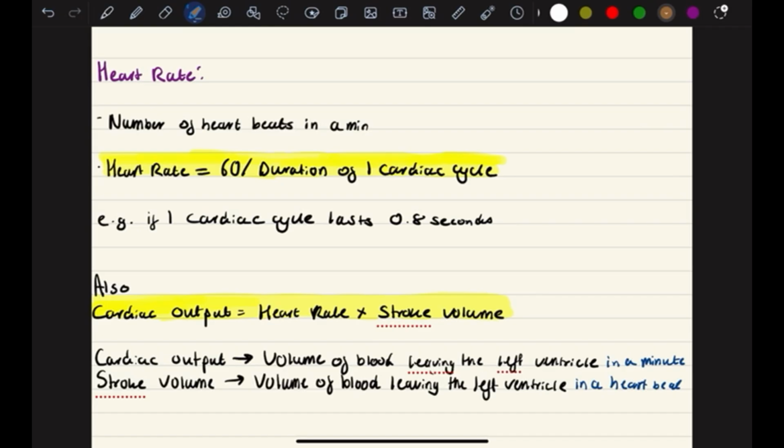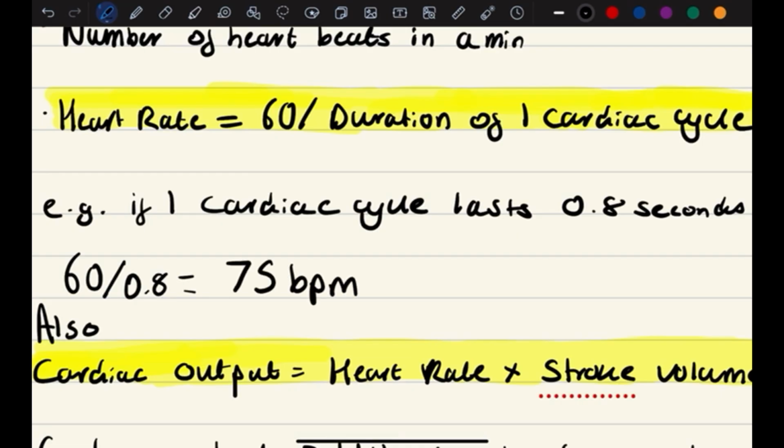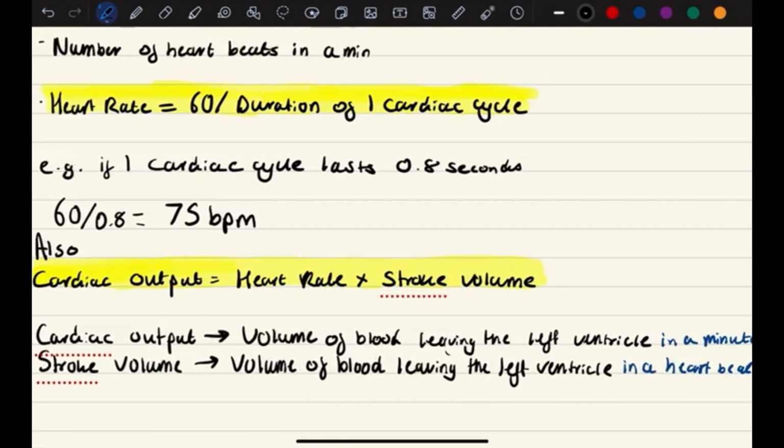So, heart rate is going to be the number of heartbeats in a minute, right? And you can normally calculate that via 60, which is the number of seconds in a minute, divided by the duration of a cardiac cycle. So let's look at an example. Let's say we have one cardiac cycle lasting 0.8 seconds. I would do 60 divided by 0.8, right? And if I quickly pop that into my calculator, we're going to get 75 beats per minute. That's my heart rate. Happy days. Just understand that. That's pretty much all you need to know about calculating heart rate.